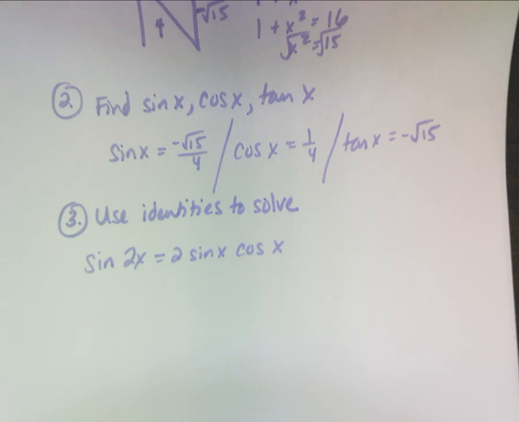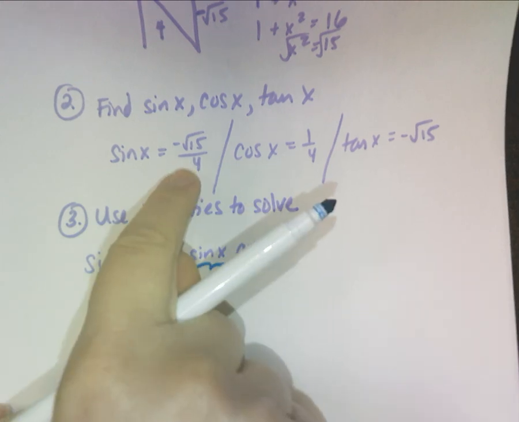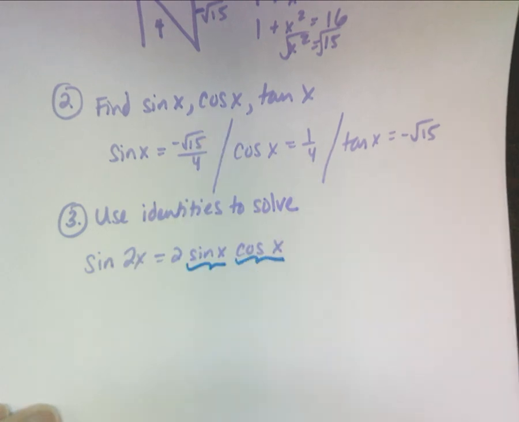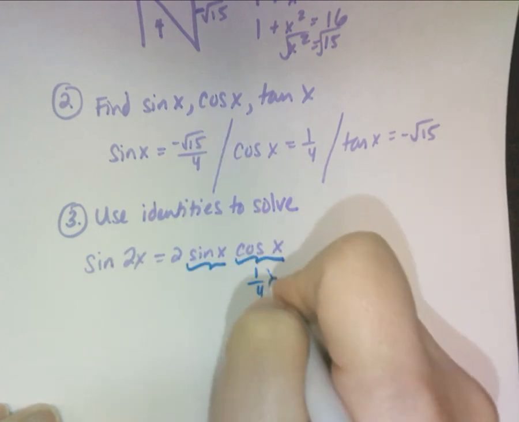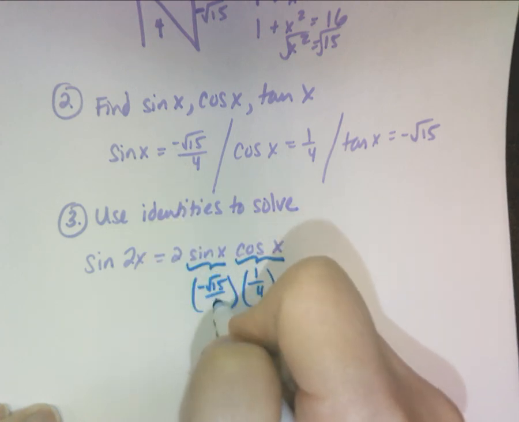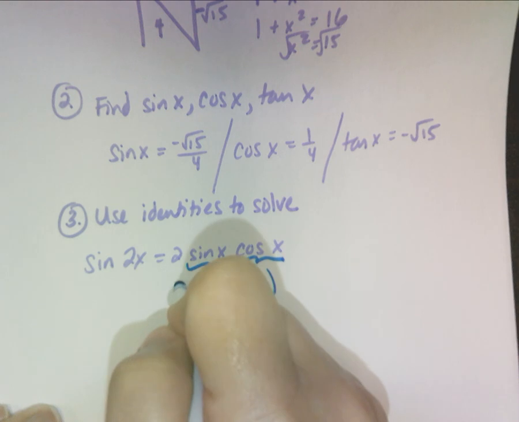Okay? Well, look at what I got here. I know what sine x is. That's right there. That's what sine x is. And I already know what cosine x is. That's right there. It's 1/4. Sine x is negative root 15 over 4. And then 2 stays out in front.